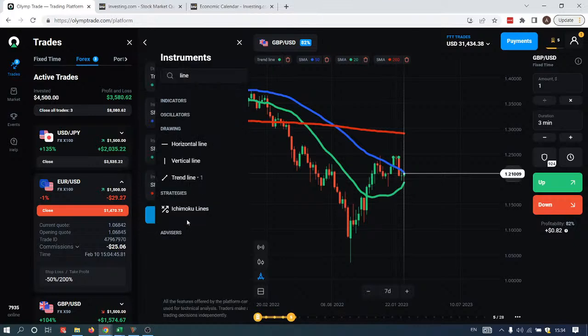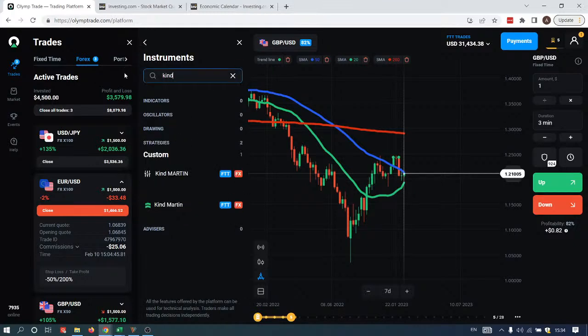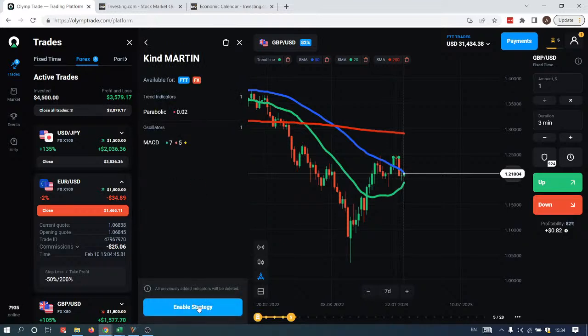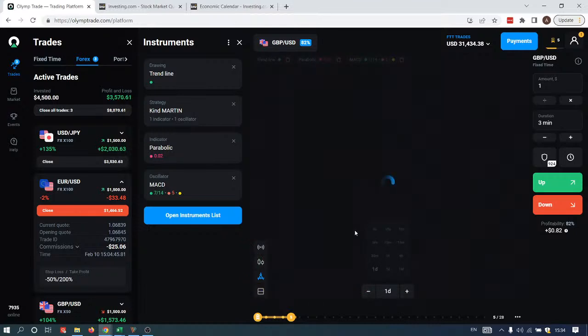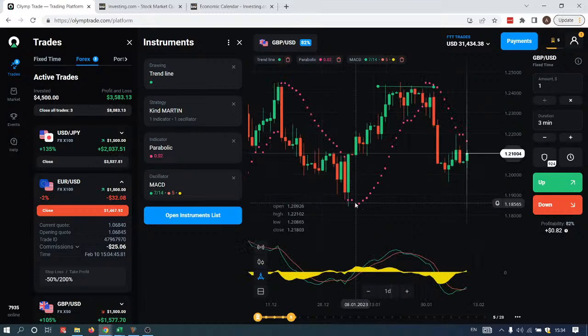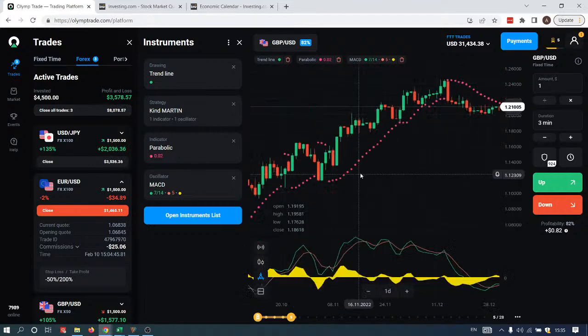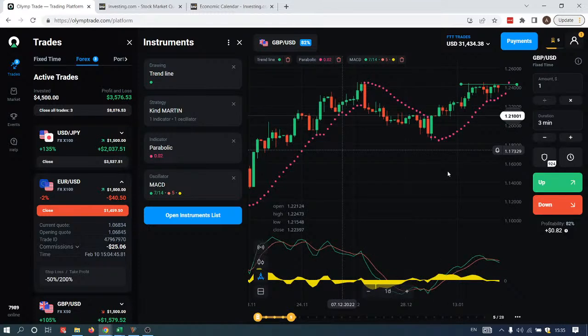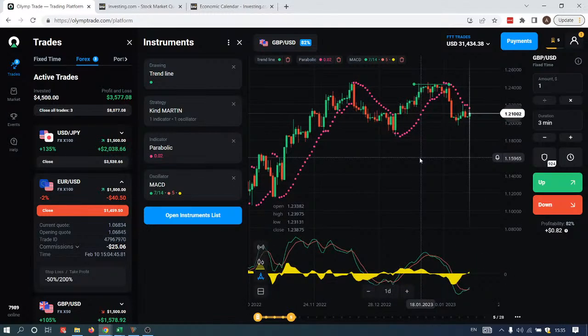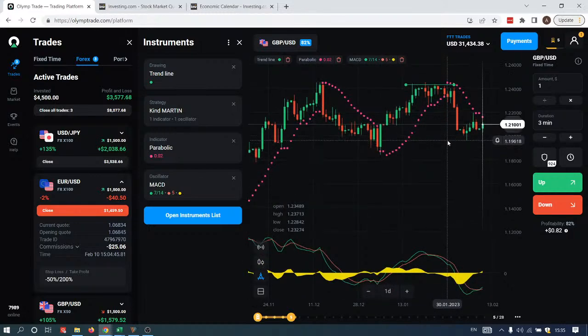Okay, let's have a look here. Why don't we apply the Kind-Martin strategy on the daily time frame, and you're going to see how accurate this strategy is for forex. For example, on daily we can do some backtesting and see how often this strategy results in profitable trades. Using just this strategy can be more than enough for successful trading.